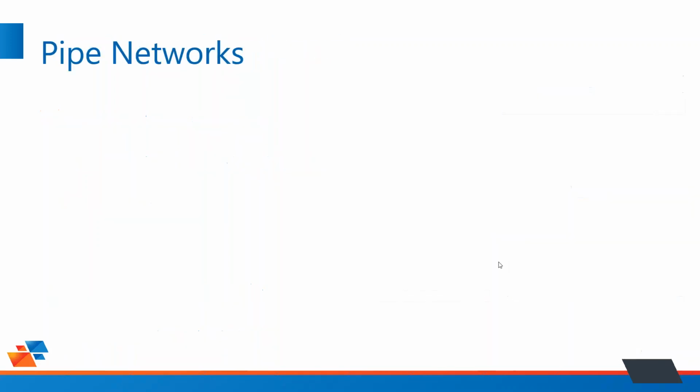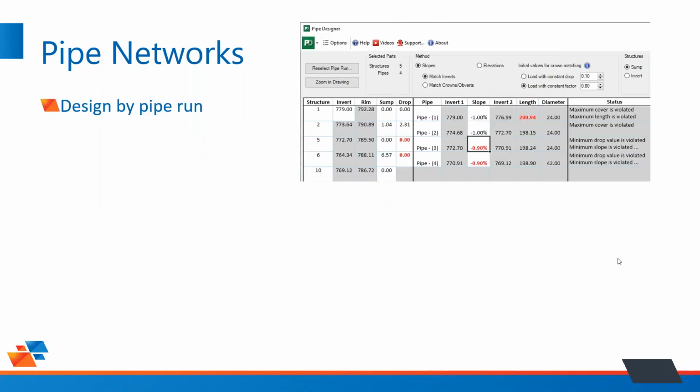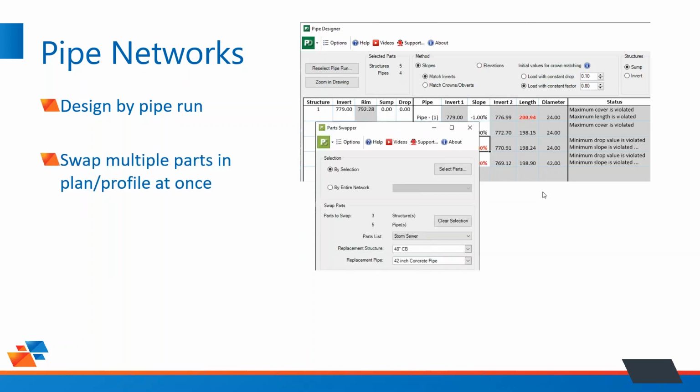On the pipe network side, we've got a lot of tools. These are some of our most popular tools out there. First one is called Pipe Designer, and it allows you to design by pipe run. This is a no-brainer for people using pipe networks every day. I'll show you this one in detail, but basically you get to pick a run of structures and pipes. It loads it in this Excel interface, and then you can edit en masse across multiple structures and pipes. Really fast, really easy.